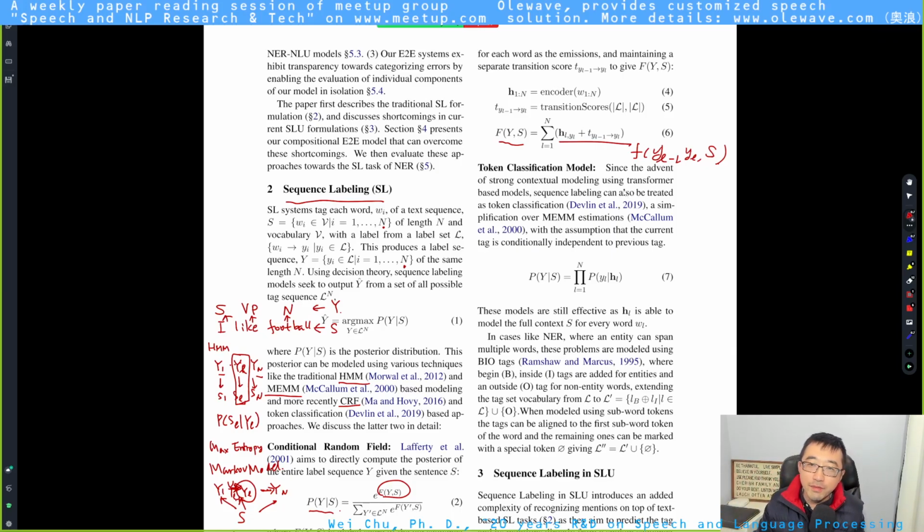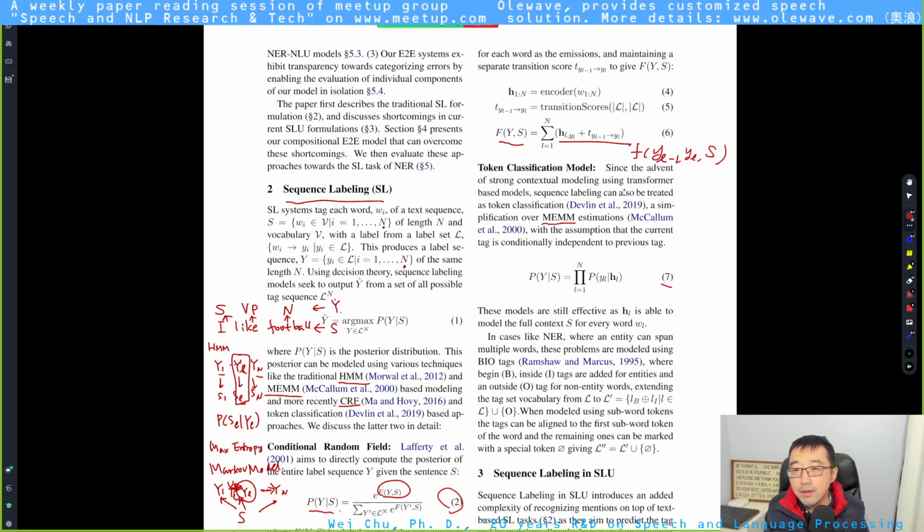And then I think I'm not personally a big fan of CRF because it's very sophisticated and it's hard to train by leveraging the parallel algorithm. It cannot be accelerated easily. And then people came up with the token classification model. You can see that instead of using the CRF equation, equation 2, they come up with equation 7, which has a very strong assumption. Basically, they're using the MEMM again.